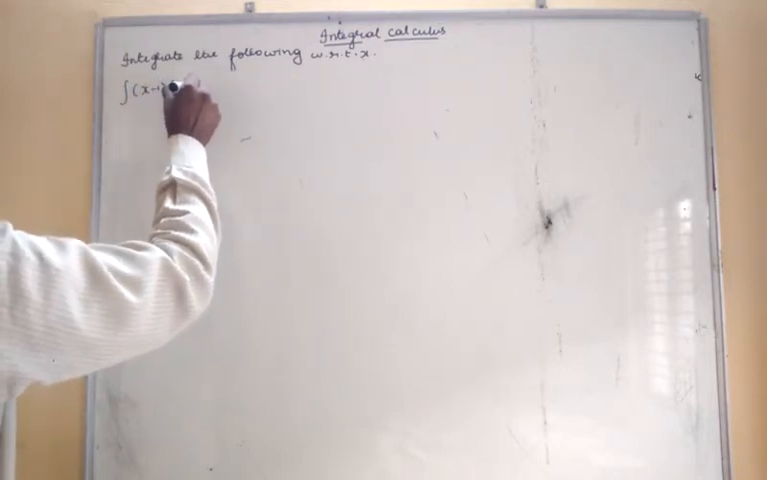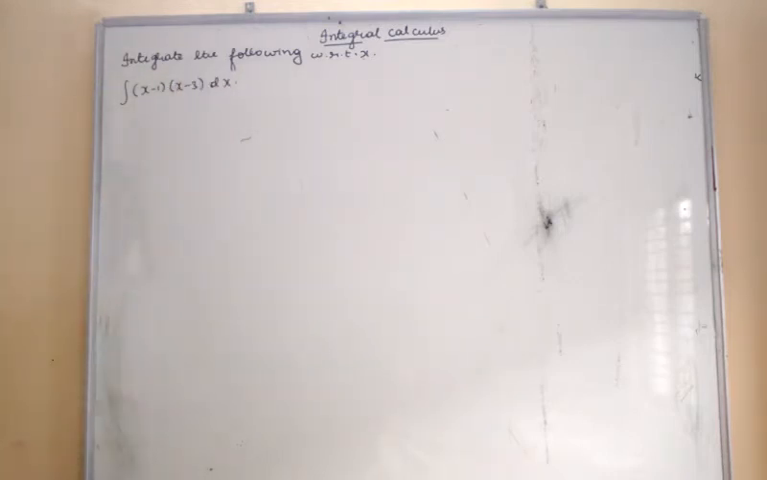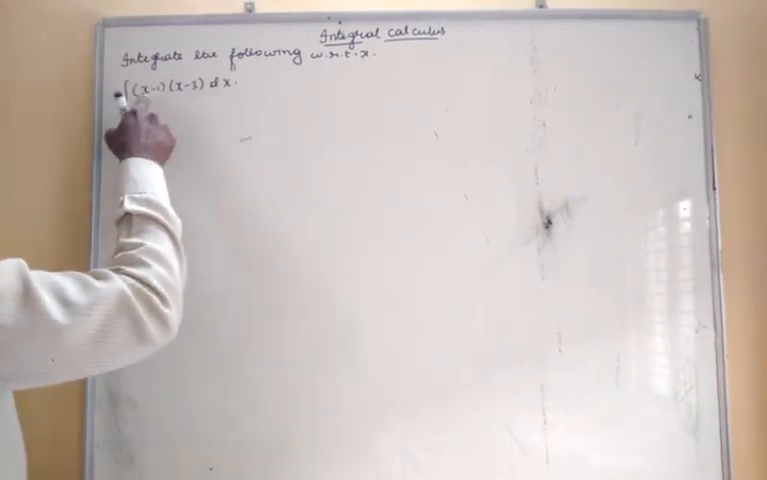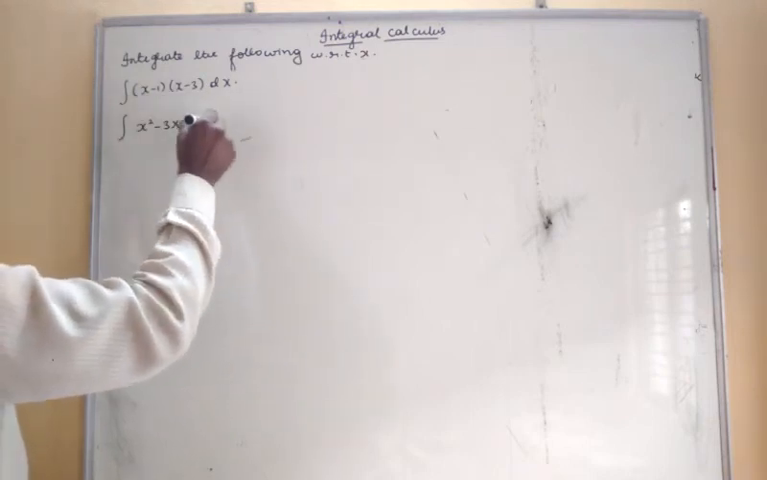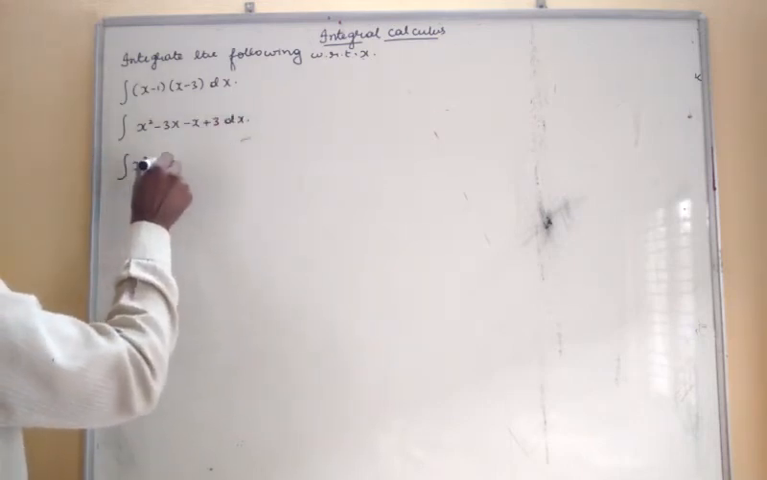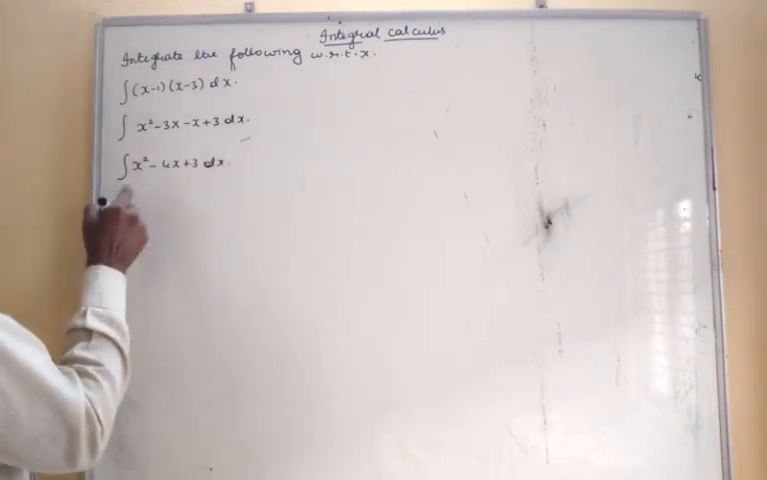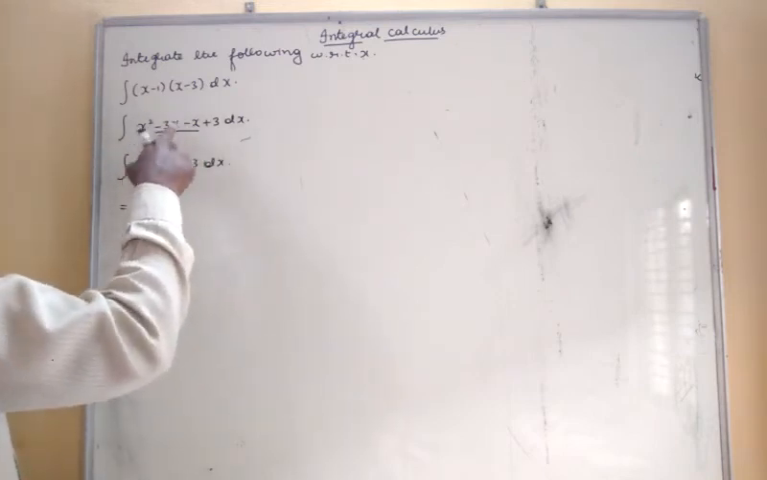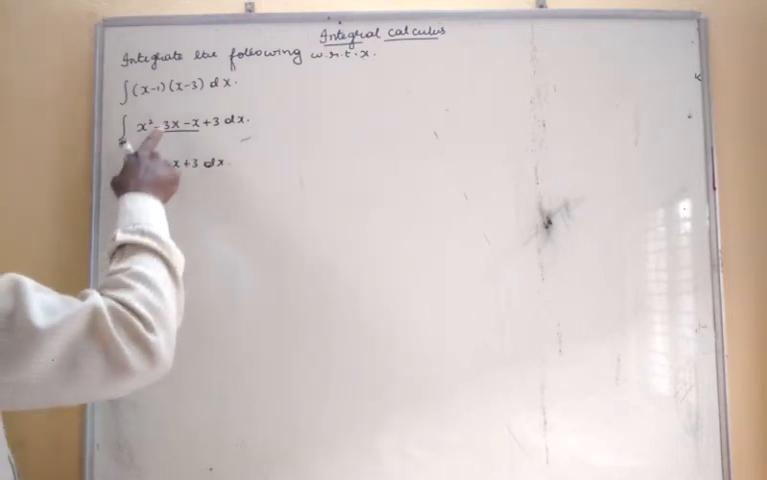x minus 1 into x minus 3. Okay, he has given the two factors, so let us multiply these factors. x into x is x square, x into minus 3 is minus 3x, minus 1 into x is minus x, minus into minus plus 3 dx. Then x square minus 4x plus 3 dx. I added these because here minus 3x is there and here 1x is there, so the sign is minus, and 3 plus 1 is 4.